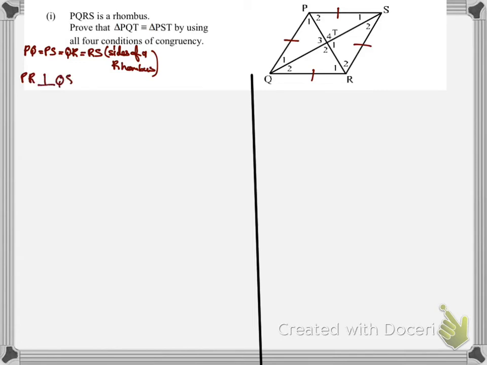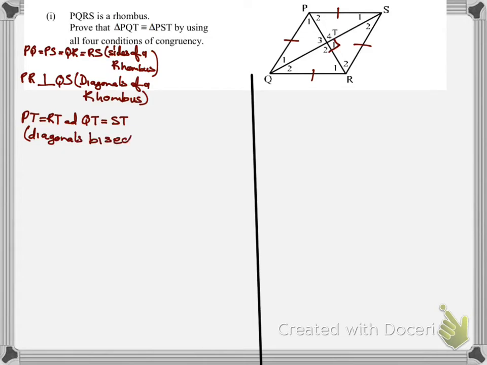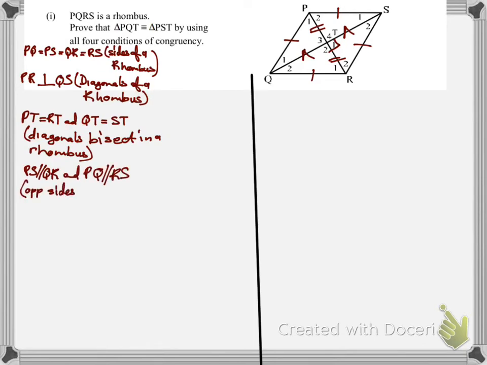And then you must also know that PR is perpendicular to QS. These are diagonals of a rhombus. They are at 90 degrees. And also, PT is equals to RT and QT is equals to ST. The reason being that diagonals of a rhombus bisect each other. Right, so there we go. Now, we also know that PS is parallel to QR and PQ is parallel to RS. Opposite sides of a rhombus are parallel to each other. Do you see? That is all the information that we need.